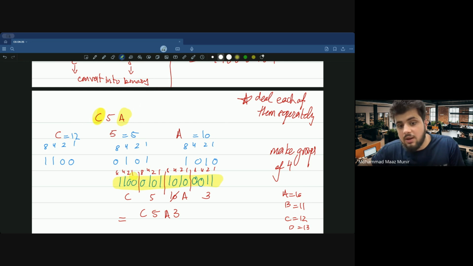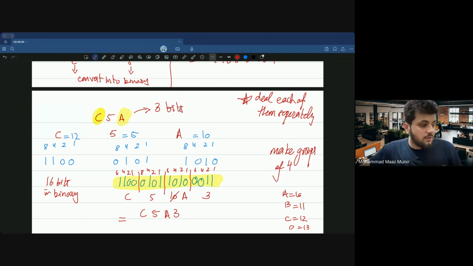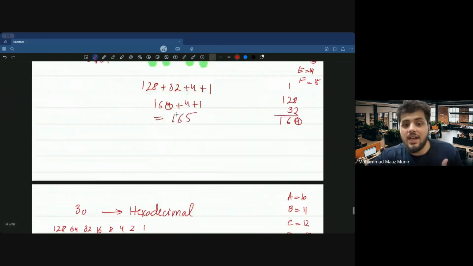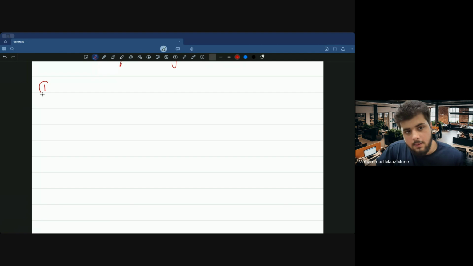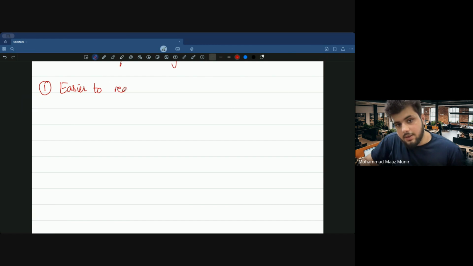It's 4, 8, 12, 16 bits. If I just count, 1, 2, 3, 4, 5, 6, 7, 8, it's 16 bits in binary. But if I look at only your hexadecimal, it's only taking 4 digits. So the first reason is that it is much easier to read and interpret. Let me write it. Number one, it's easier to read and interpret.